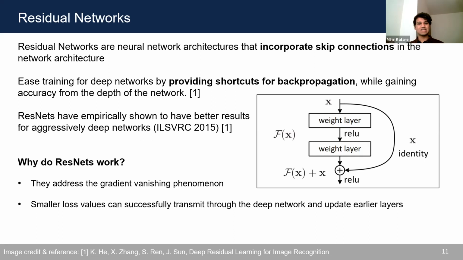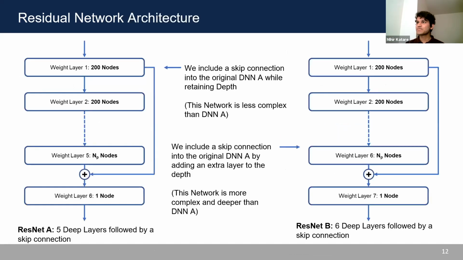However, with these skip connections, you can actually transmit these values successfully and update all of the layers, giving you better generalization and better performance. So the two architectures that we look at are ResNet A and ResNet B. ResNet A is 5 deep layers followed by a skip connection. ResNet B is 6 deep layers followed by a skip connection.